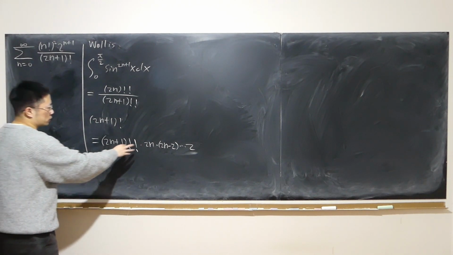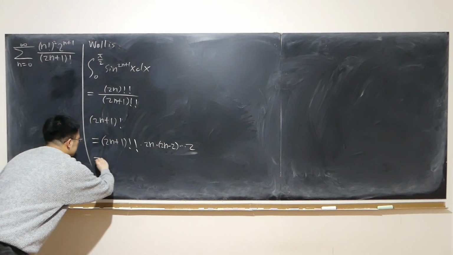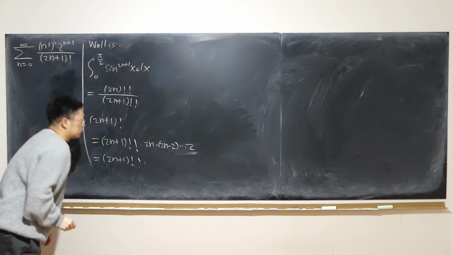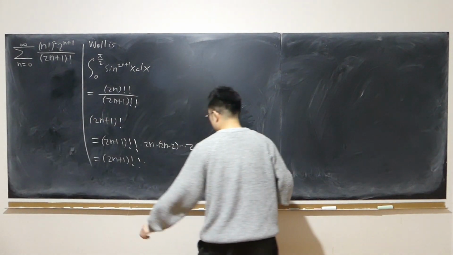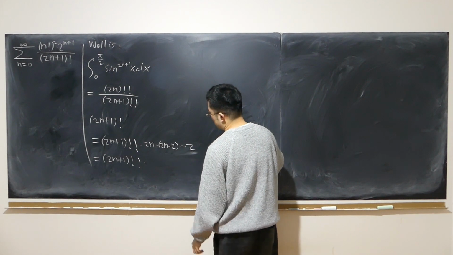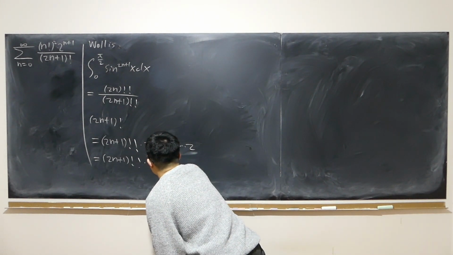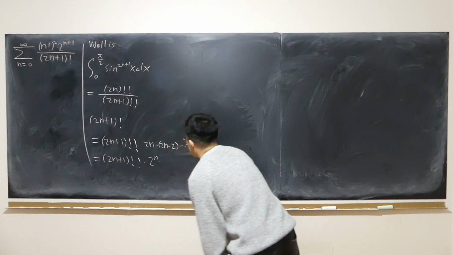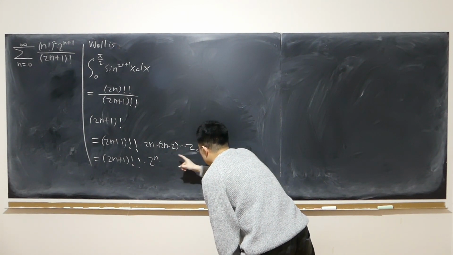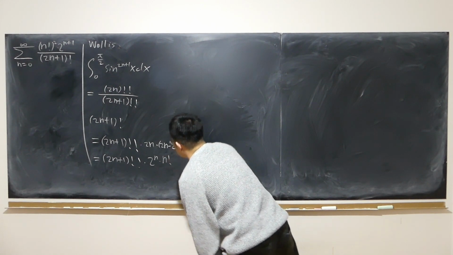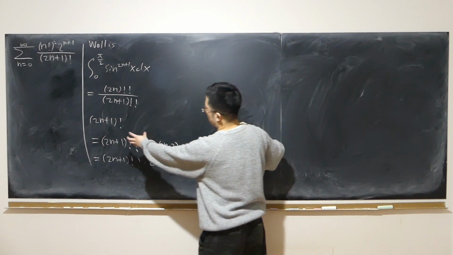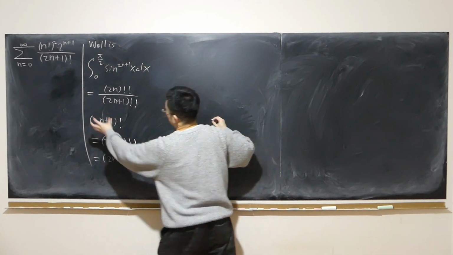So I can just write 2n plus 1 double factorial times, I'm going to take out 2. How many 2's? 1, 2, 3, 4, n many 2's. So 2 to the power of n, and also it's n times n minus 1 times n minus 2, so I have n factorial. So this is what I have. I can just replace 2n plus 1 factorial with this down here.